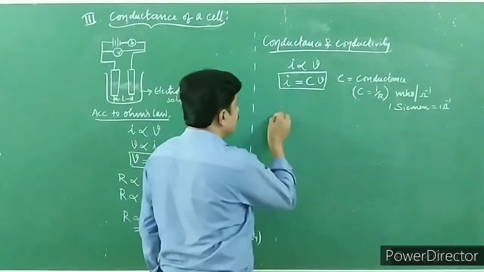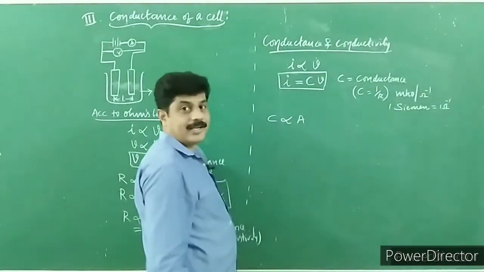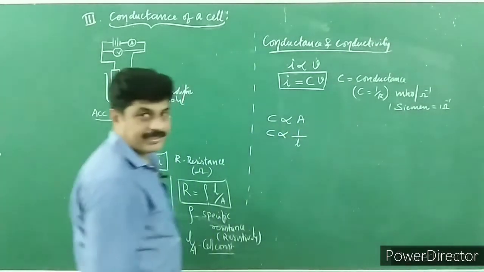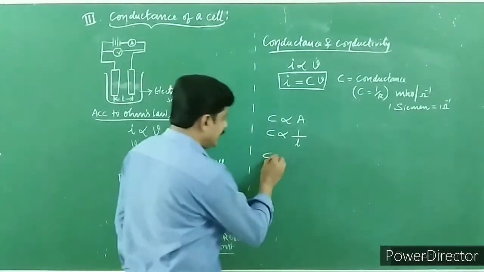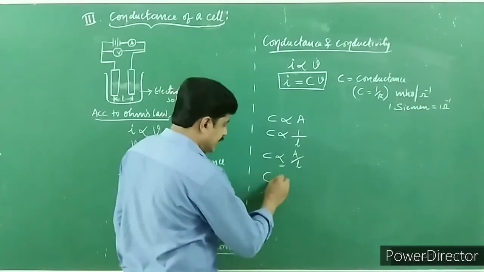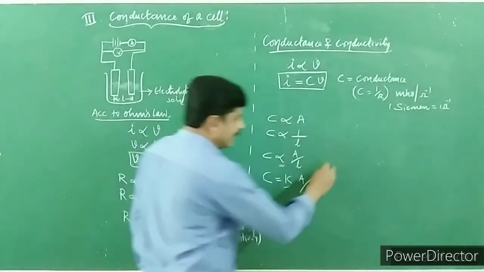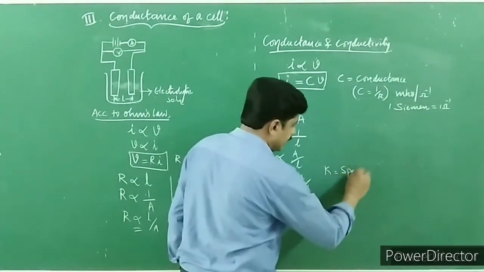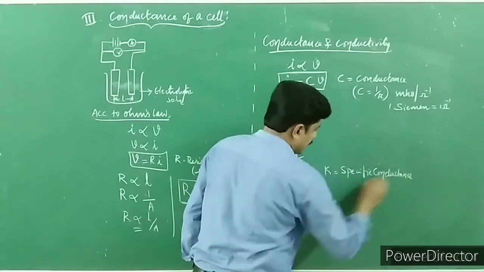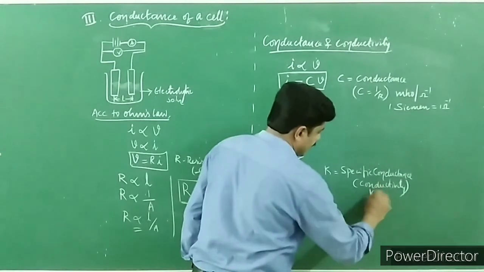In that case, look at here, C is directly proportional to area of the electrode and inversely proportional to distance of separation between the two electrodes. Look at here, C is directly proportional to A by L. Let me remove this proportional sign. C is equal to K into A by L, where K is nothing but specific conductance, or is also called conductivity, or kappa.